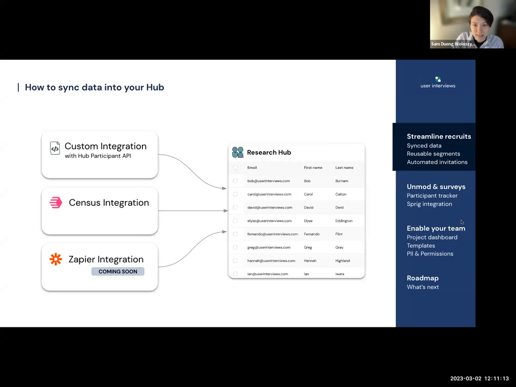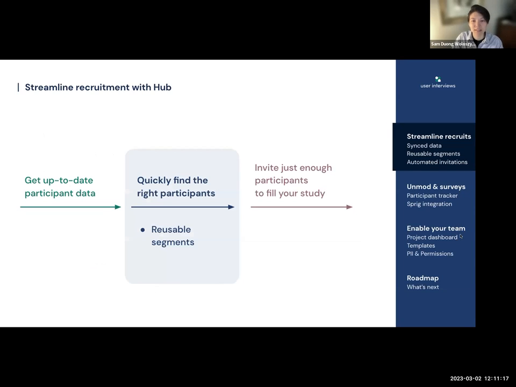The next step is using that data to find the right participants and get them into reusable segments. This is a new release in the last couple of months that we have pushed out to all of our users. And it's basically a way to filter your participants on any of the data that you have on them and then save those groups of participants.